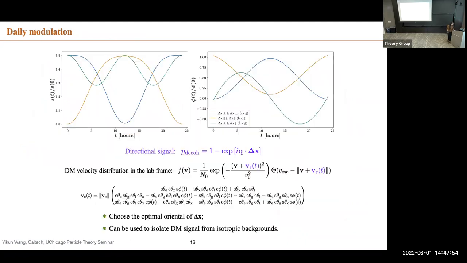I guess I'll just skip the next slide, because it is just showing our directional signal. You can have a very strong daily modulation, depending on the time of the day, for both the decoherence and the phase. This can help us really separate the signal from the backgrounds, and we can also choose the orientation of delta x to get local information on the dark matter flux.